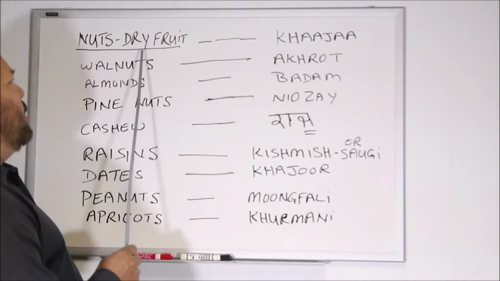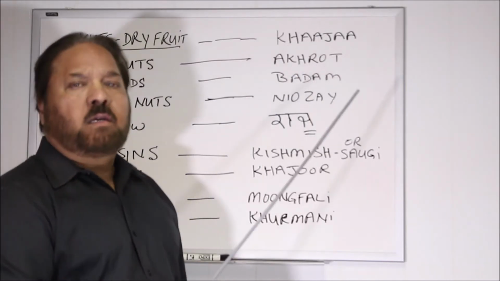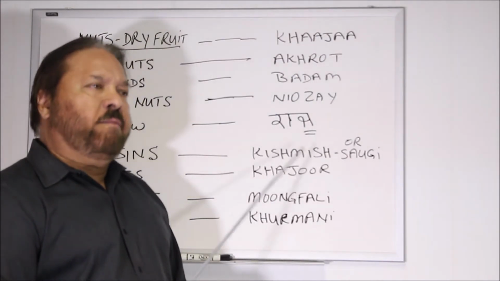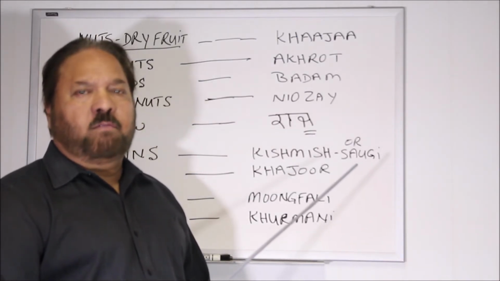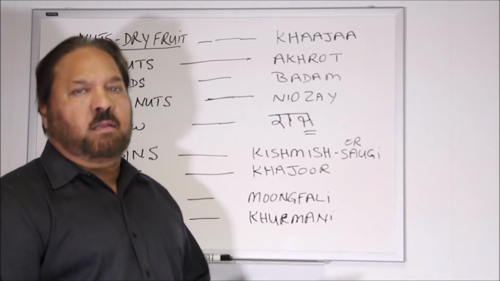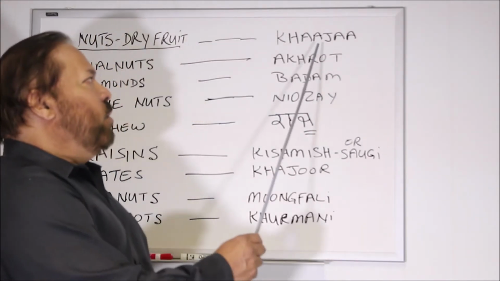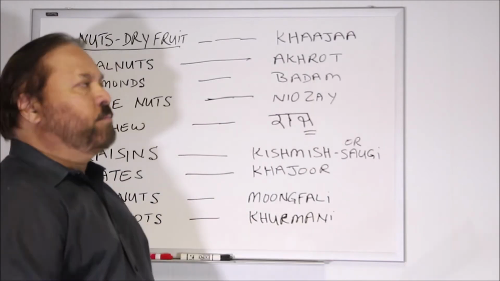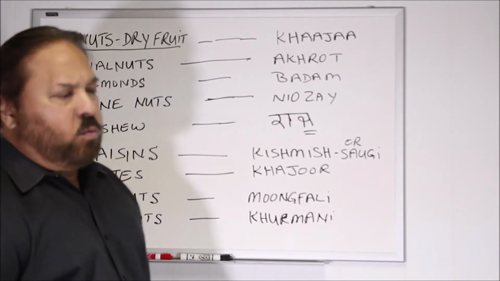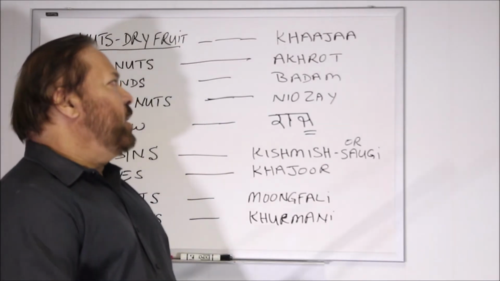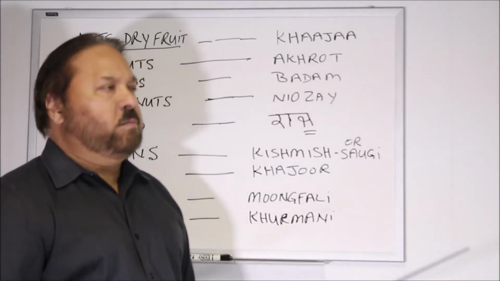The first one, nuts, dry fruit, we call it KHAAJAA. We don't have to use this word, but we call dry fruits KHAAJAA in Punjabi, still nice to know. Someone talking about nuts or dry fruit, we call KHAAJAA. First one is walnuts. Walnuts in Punjabi language we call akhrot. Akhrot.